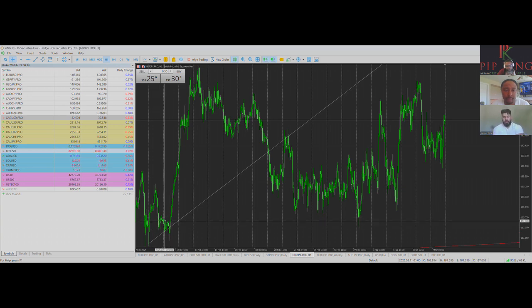Because right here, this was nothing but a pullback. And after New York session, when something is a pullback, that right here is a wick on a bigger time frame. It opened, it pulled down, and it came back the same place it left. Once you see that wick, that's your entry. Boom.